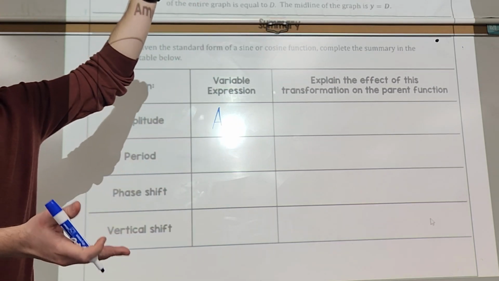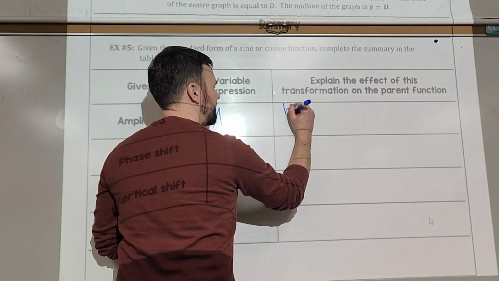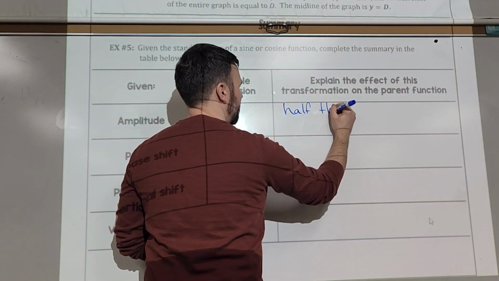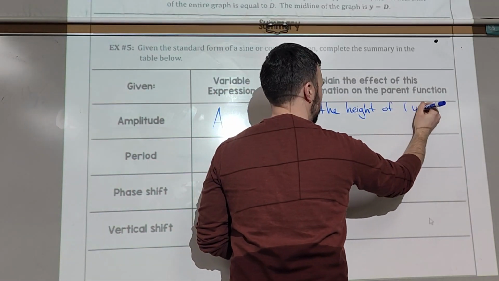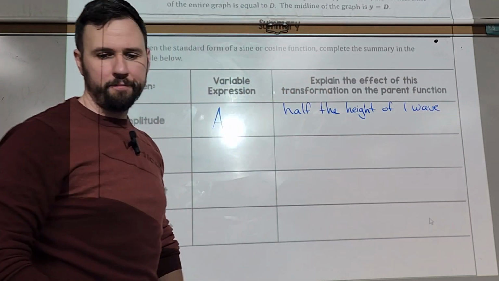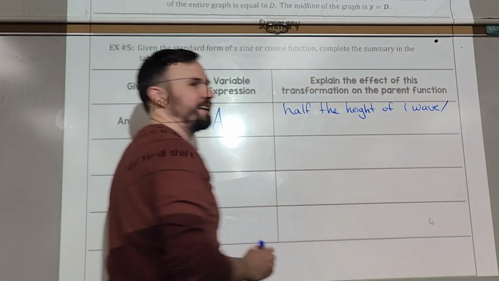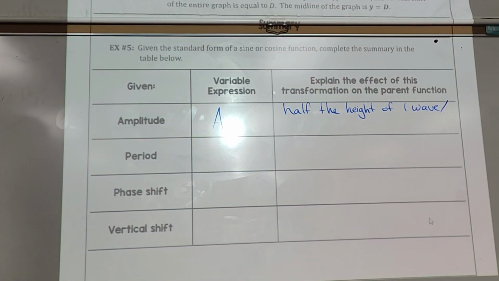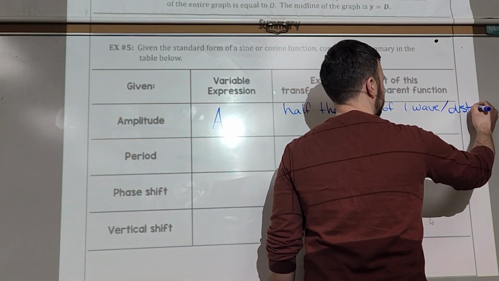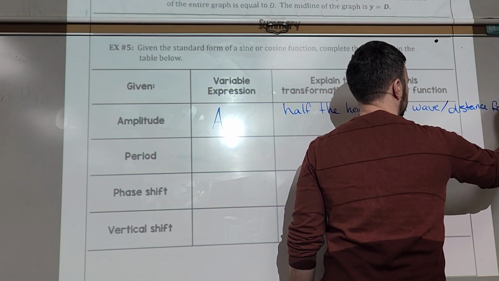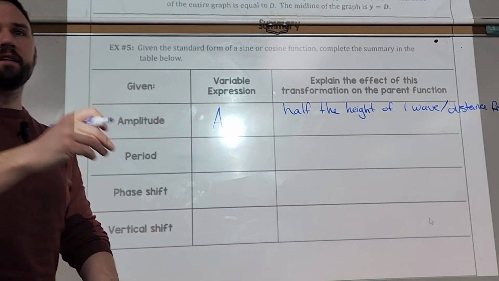Is it how tall the entire function is? It's half as tall. I like that. It's half the height of one wave, right? What else is it? It's half the height of one wave. That is actually exactly what I had. Distance from the midline. I like that actually too. I like that. There's one more thing.